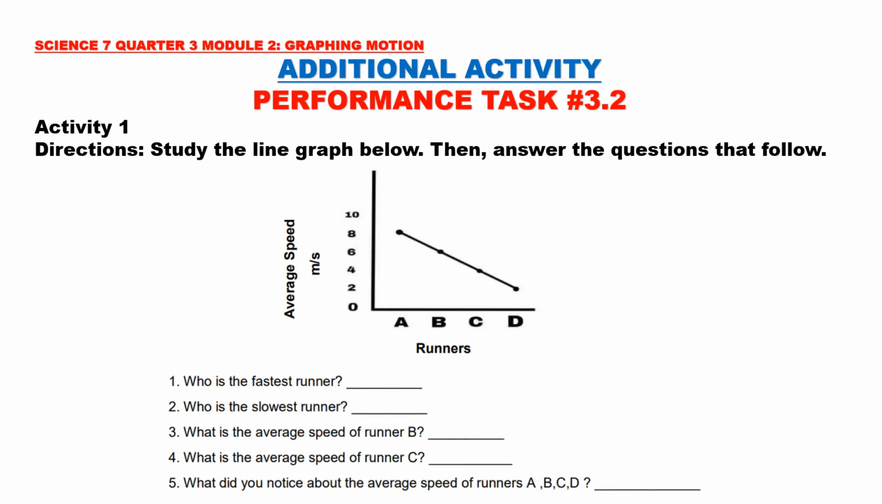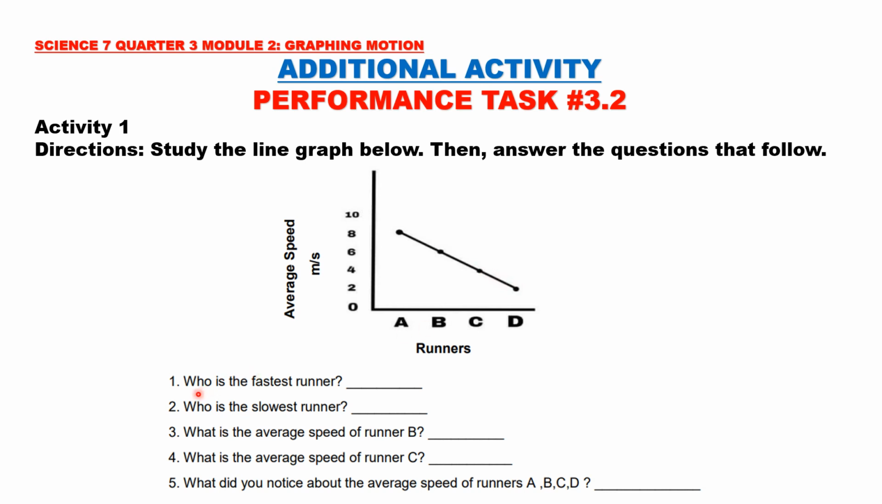Next, additional activity. This will be your performance task number 3.2. Activity 1: study the line graph below, then answer the questions that follow. So we have a line graph. On the x-axis are plotted the runners A, B, C, D. Then on the y-axis is plotted the average speed in meters per second. The average speed is in multiples of 2: 2, 4, 6, 8, and 10. Runner A, 8 meters per second. Runner B, 6 meters per second. Runner C, 4 meters per second. And runner D, 2 meters per second.